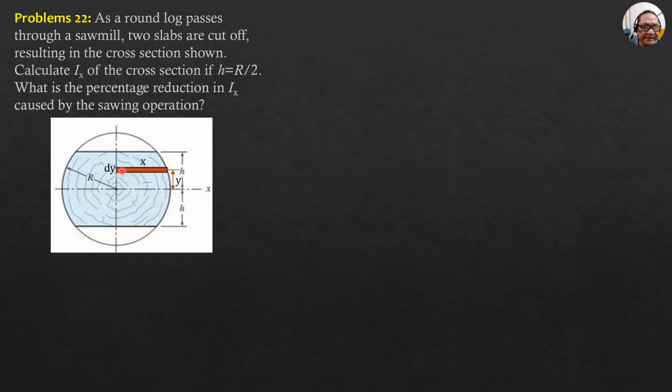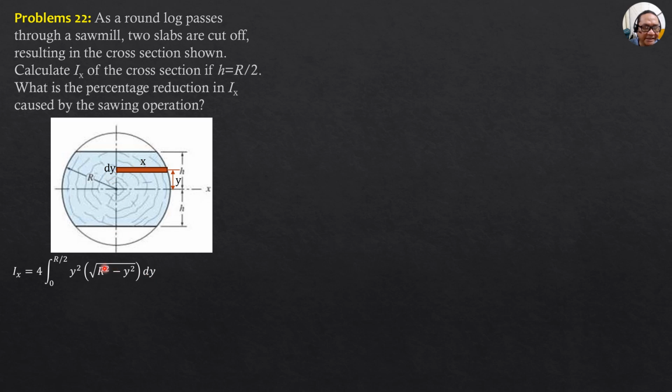Every element of the strip is equidistant from the x-axis, and that is y. The length of the strip is x, and the thickness is dy, and the equation of this circular arc with center at the origin is x squared plus y squared equals r squared. So Ix is 4 times, because we have 4 identical regions, 4 times the integral from 0 to h, 0 to r over 2 of constant distance squared, y squared, times differential area, which is x dy.